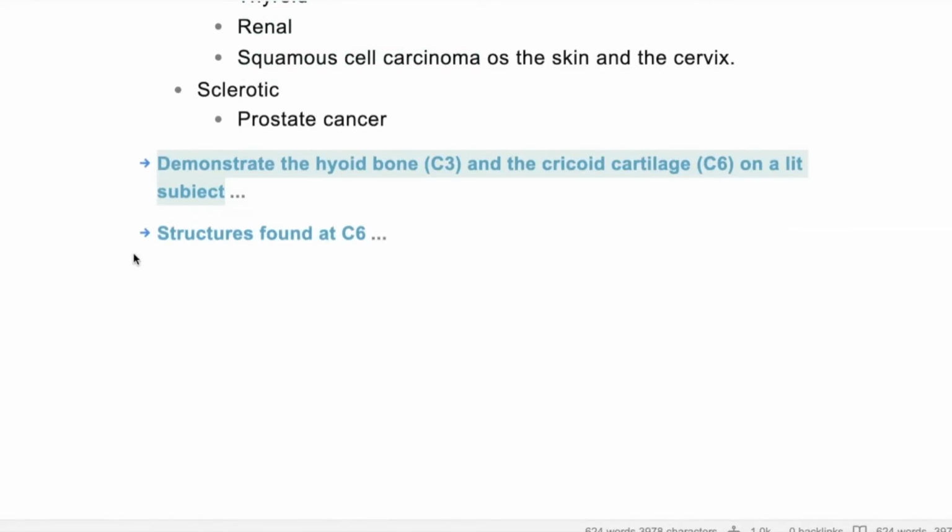Can you tell me structures that are found at C6? Yeah, there is the termination of the pharynx and origination of the esophagus, and termination of the larynx and origination of the trachea. The vertebral artery enters the transverse foramen of the C6 vertebra, and the middle thyroid vein exits. We don't have a middle thyroid artery. The middle thyroid vein enters the thyroid gland, and the inferior thyroid vein exits the thyroid gland, and the inferior belly of omohyoid crosses at the C6 level.